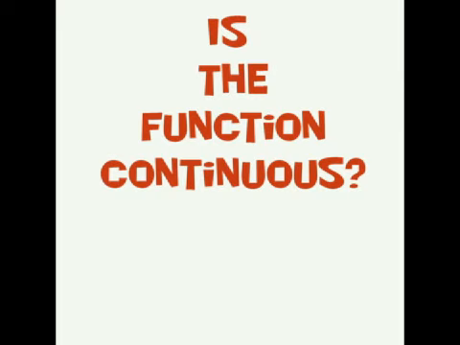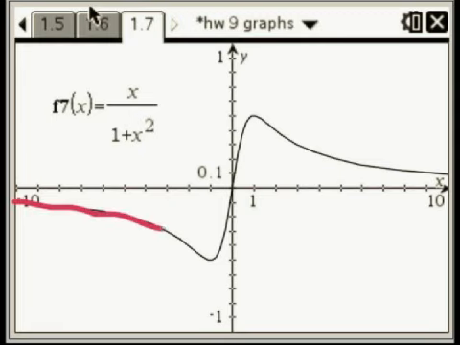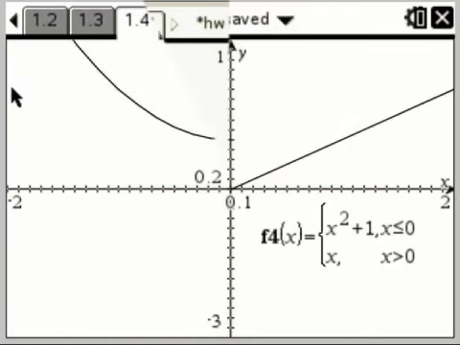In this lesson, the essential question will be, is the function continuous? A graph that is smooth without any holes, jumps, or asymptotes is called continuous. Informally, that means you could draw a continuous graph without lifting your pencil from the paper. The more complicated a function becomes, the more complicated the graph becomes.